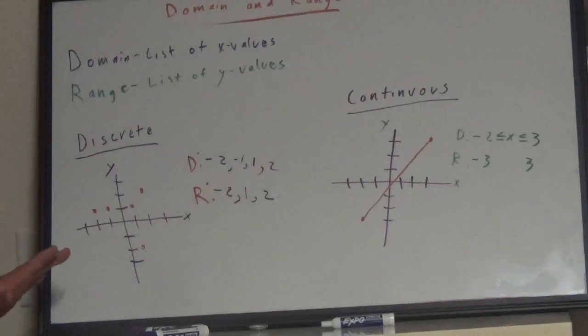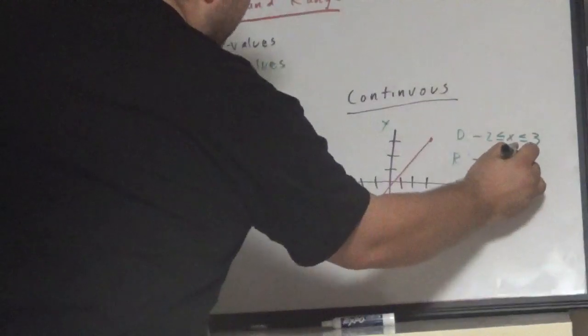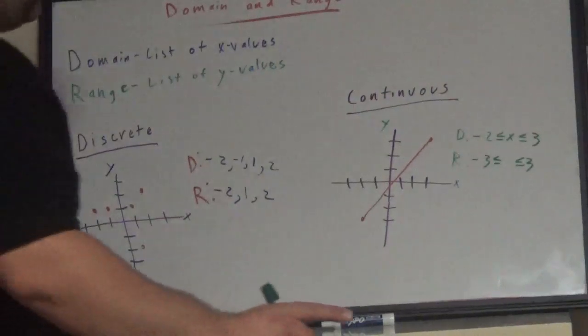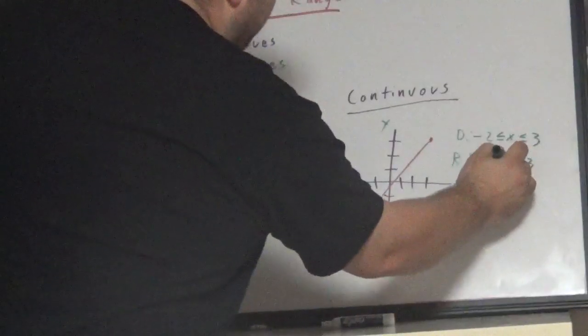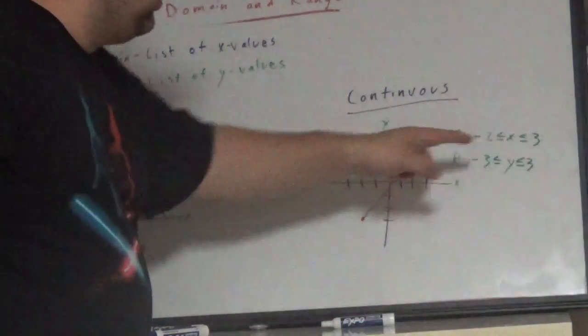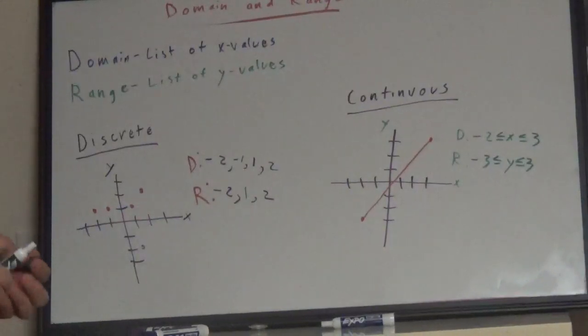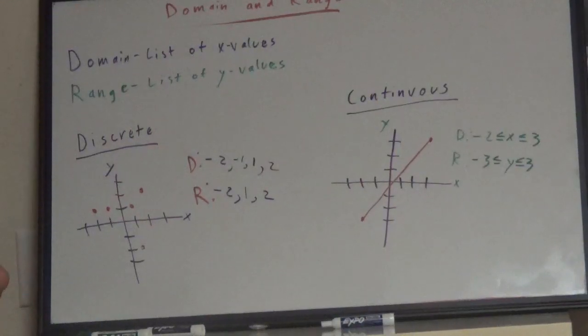Okay, we're going to do the same thing, putting less than or equal to and less than or equal to. But in between, would we put x? No, we would not put x, because this is the range, and range is the list of y values. So now we put y. Remember, domain is the list of x values. That's why we put an x. And then range is the list of y values, which is why we put a y.